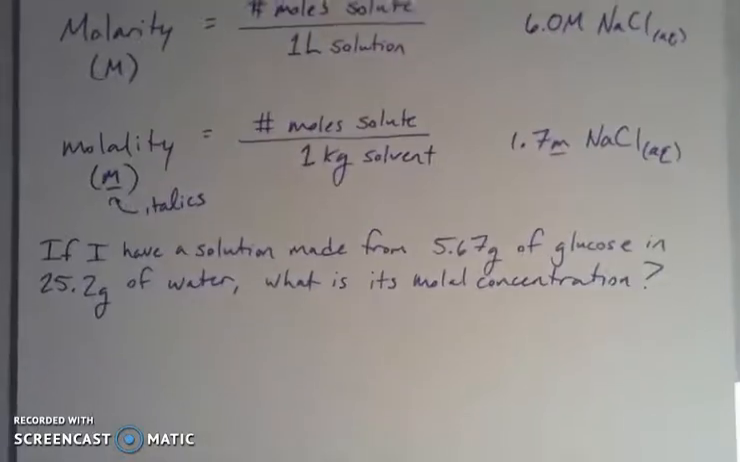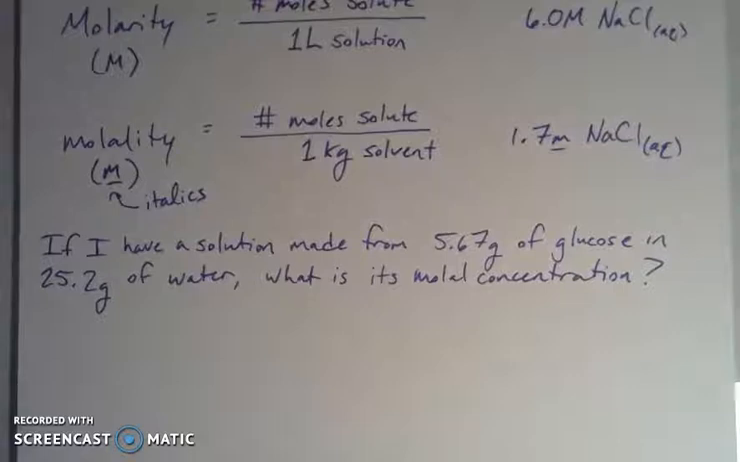Okay, so let's jump right into the math then. If I have a solution that's made from 5.67 grams of glucose in 25.2 grams of water, what is its molal concentration? And again, you have to be really careful here because as chemists, we've been training you on molarity, molarity, molarity. Now we're asking you for molality. And it's a very small difference, but it's a very important one.